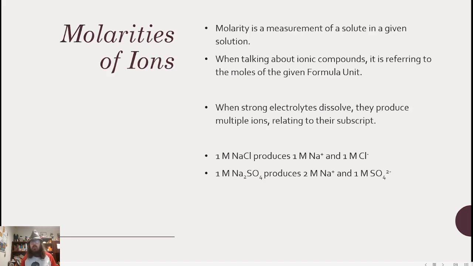Now, there's something we won't focus largely on, but it's something we need to take into account. Molarity of ions. Molarity is a measurement of a solute in a given solution. But when we're talking about an ionic compound, the moles we're referring to is of a formula unit. The idea is that when a strong electrolyte dissolves, it produces multiple ions, and each ion relates to the subscript. So, for example, if I have sodium chloride and I dissolve sodium chloride, I don't have 1 mole of salt atoms. I have 1 mole of sodium and 1 mole of chloride in 1 liter.